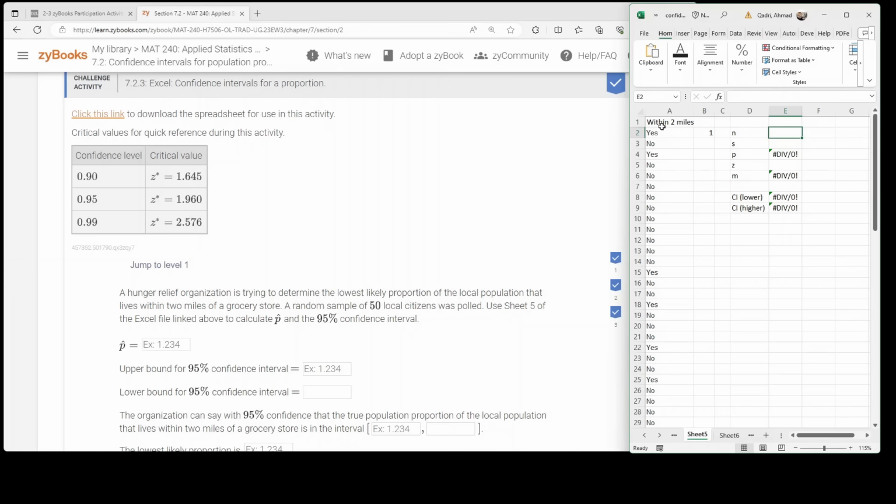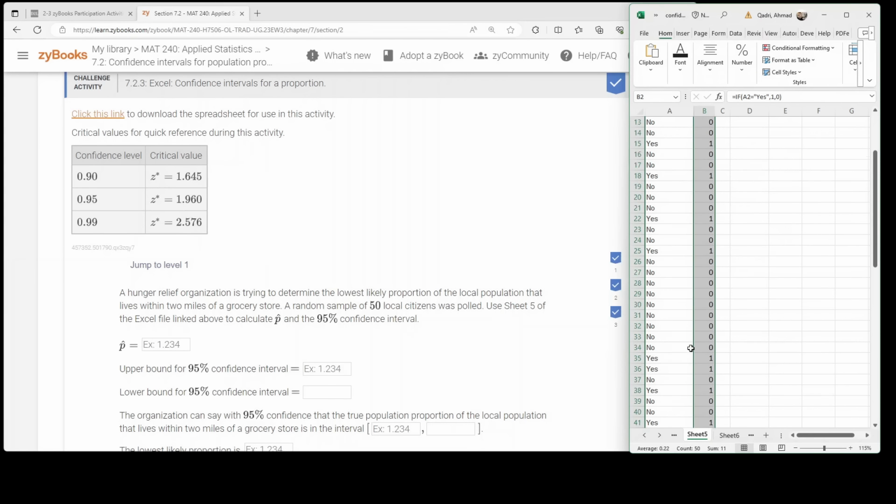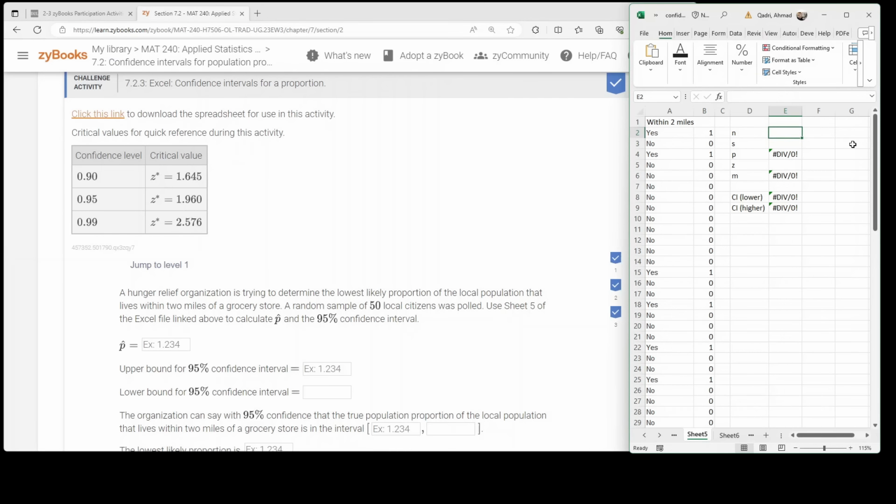So again, yes is going to be our success. So we need to count how many yeses we have here. And again, I've typed if this cell equals yes in quotes, then it's a 1, otherwise it's a 0. So that formula is typed here. So again, I will hover over the lower right side of the cell, double click, and it copies the formula down to all of the cells here.